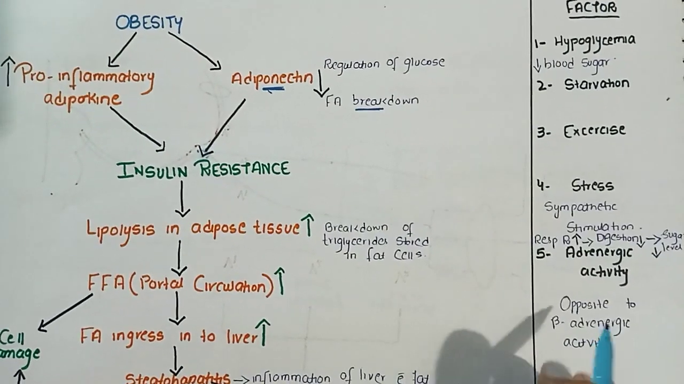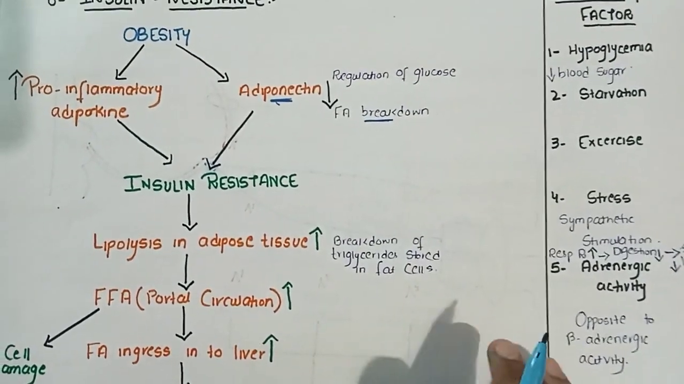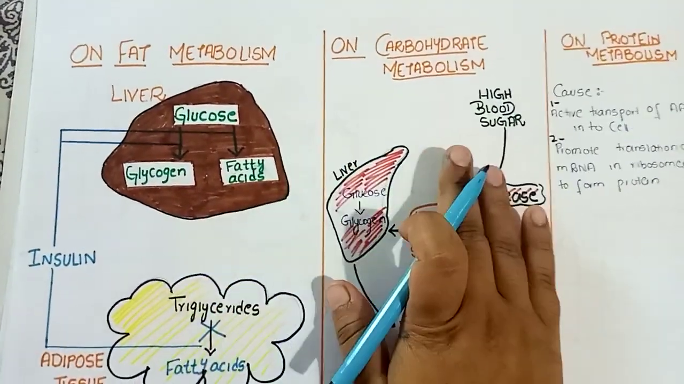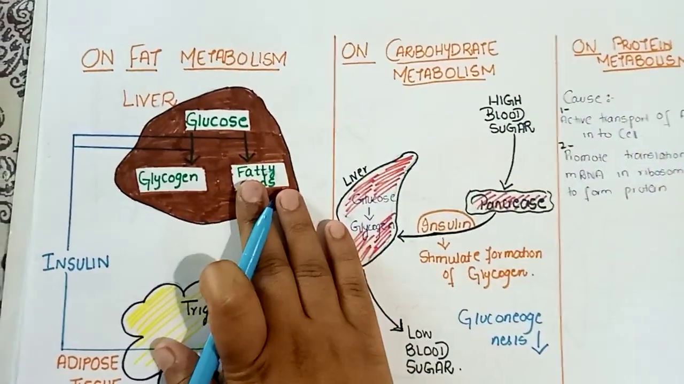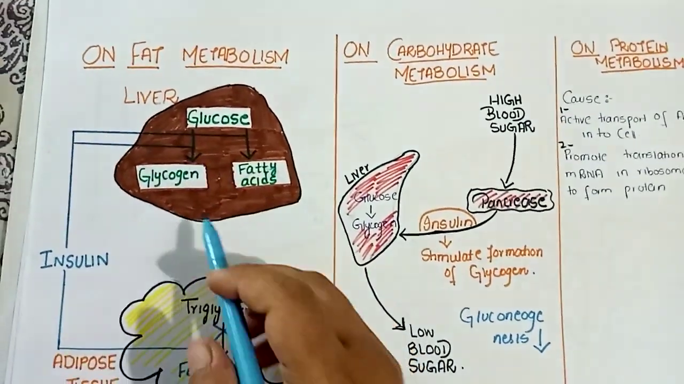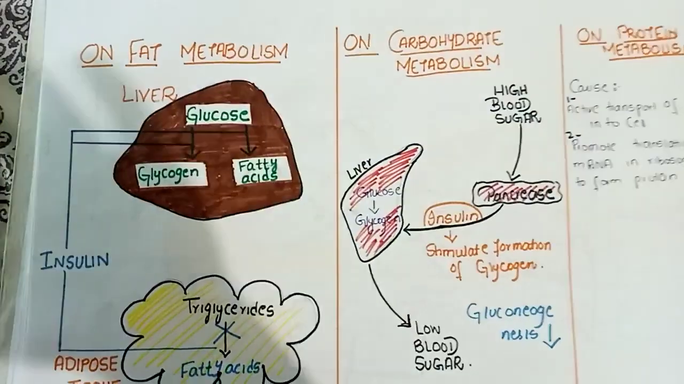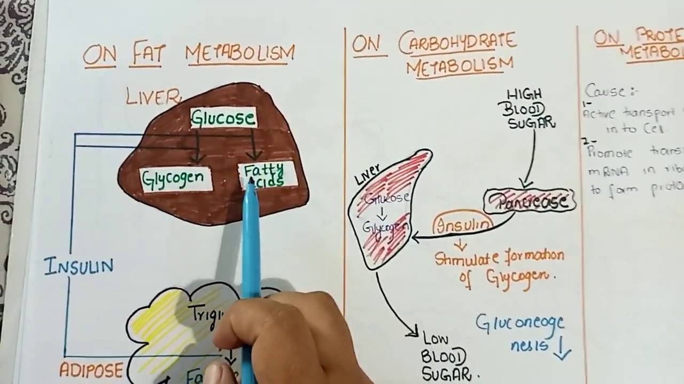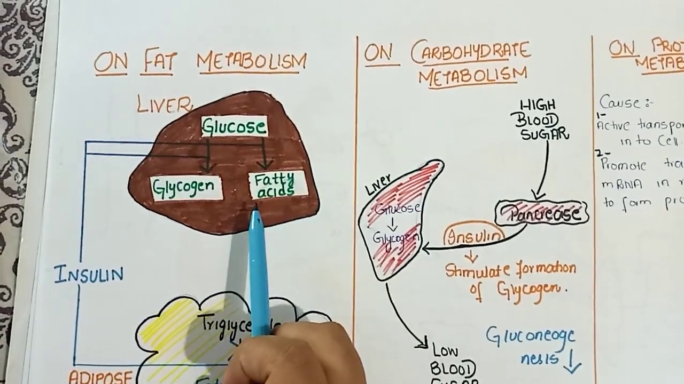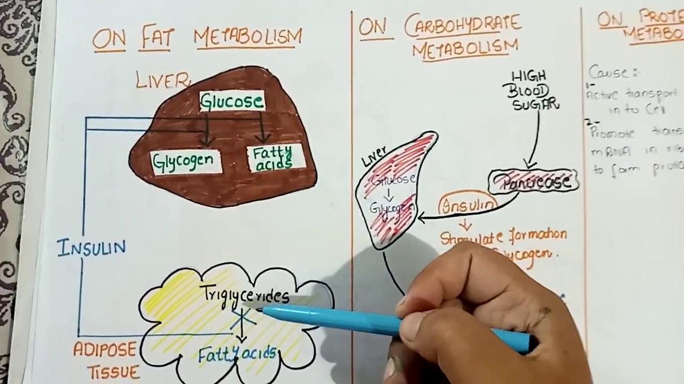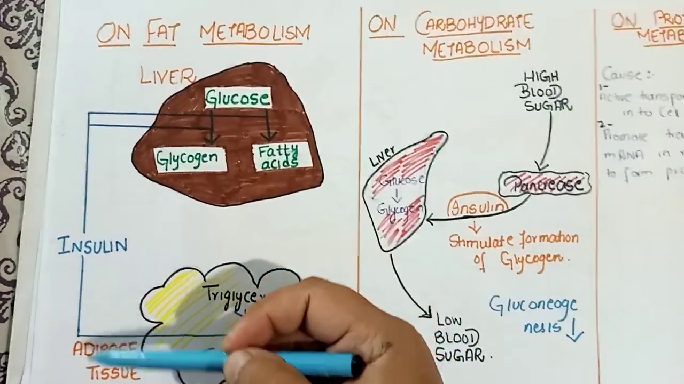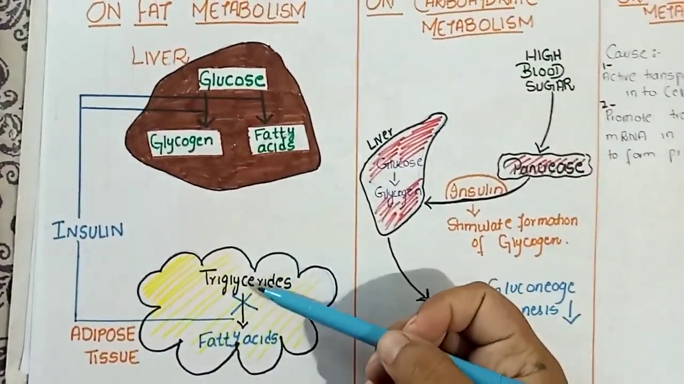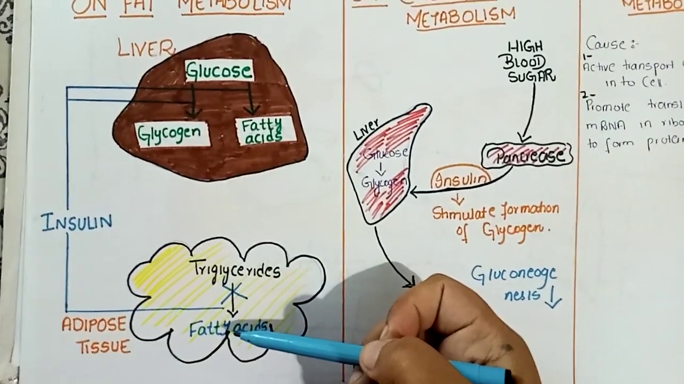So now I will explain about the action of insulin. Insulin acts on the metabolism of three different things. The first one is fat metabolism. Within the liver, the insulin will act on the fatty acid to convert it into triglycerides in the adipose tissue, and within the adipose tissue, this insulin will act on the triglyceride to restrict its conversion to fatty acid.